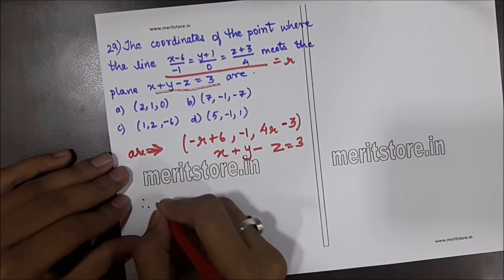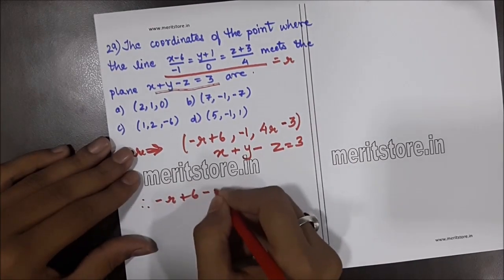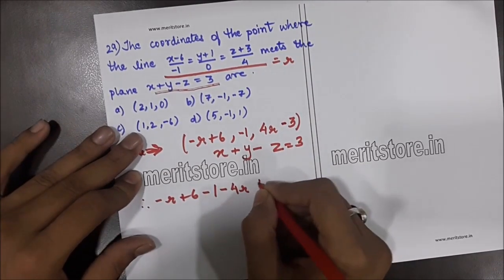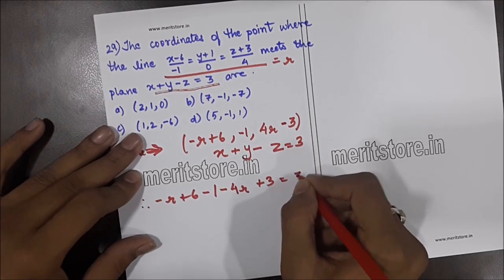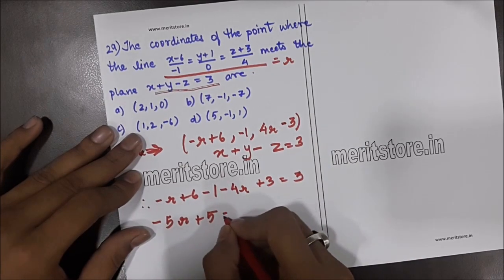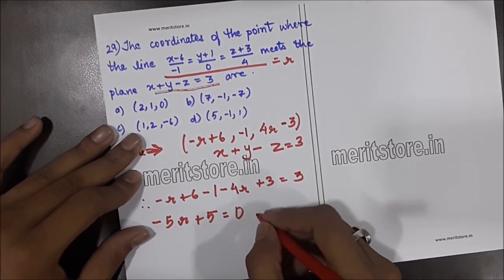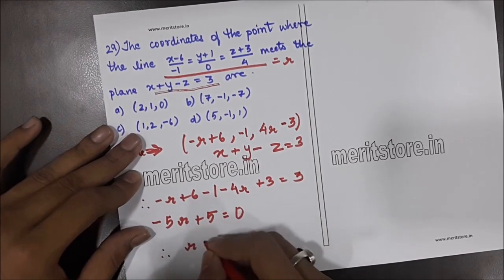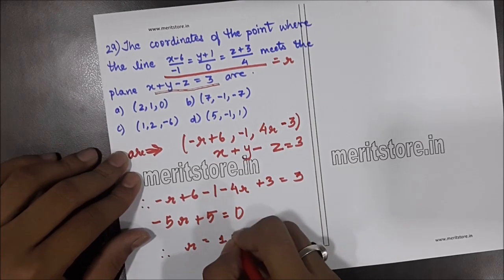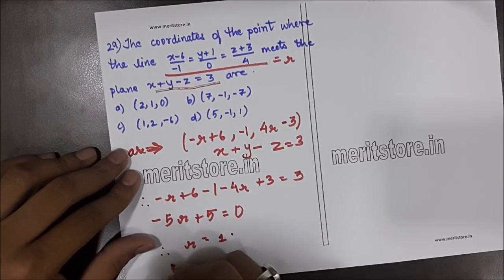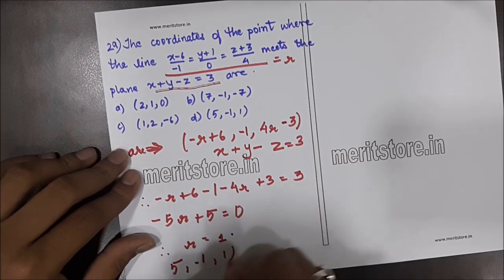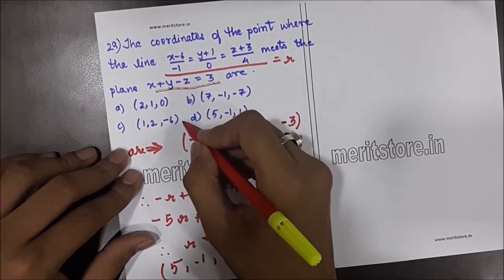So therefore we get -r + 6 - 1 - 4r + 3 = 3. Further simplifying this, we get -5r + 5 = 0. Therefore we get r is equal to 1. So the required coordinates are (5, -1, 1). So the correct answer is option D.